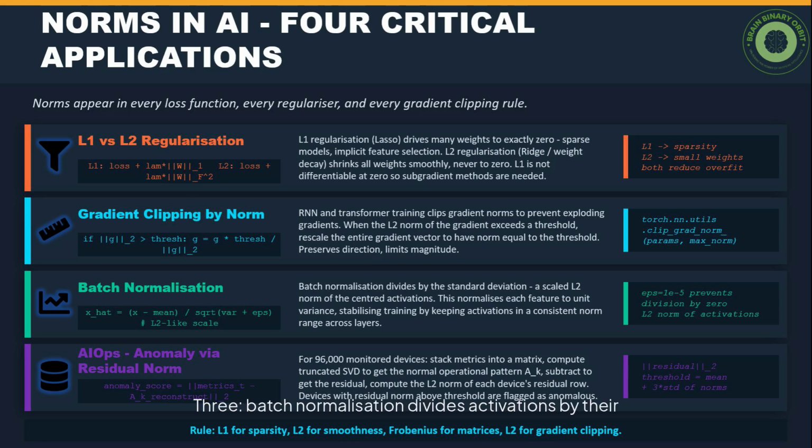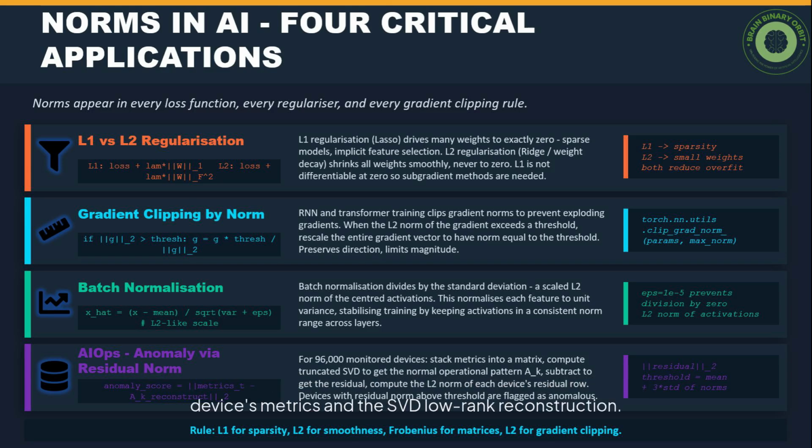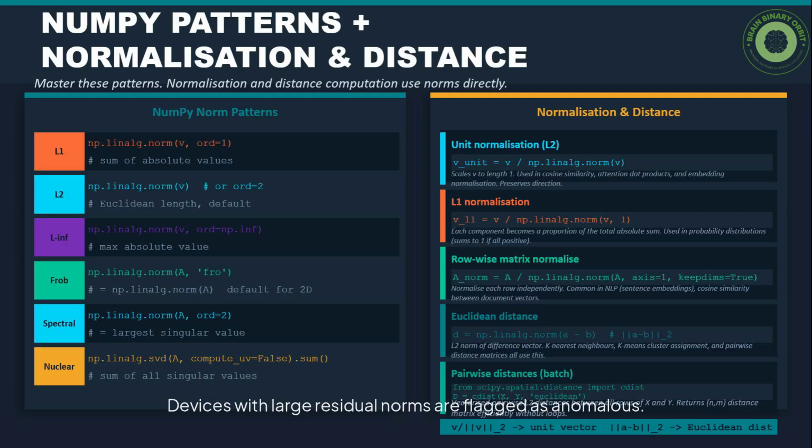3. Batch normalization divides activations by their standard deviation, a scaled L2 norm of the centered batch. 4. For your 96,000 device monitoring network, compute the L2 norm of the residual between each device's metrics and the SVD low-rank reconstruction. Devices with large residual norms are flagged as anomalous.